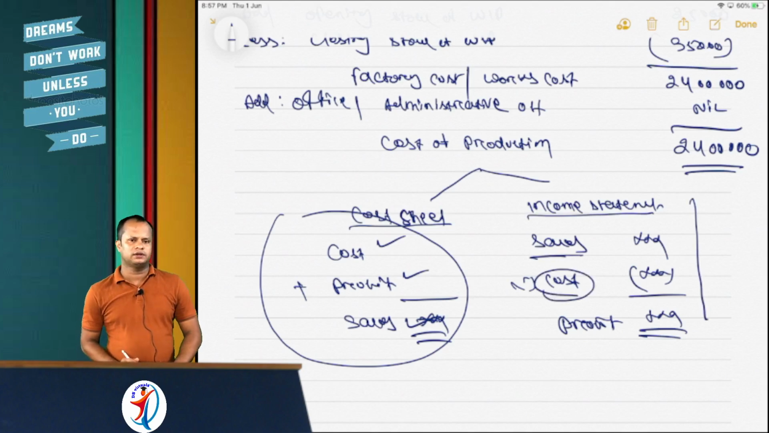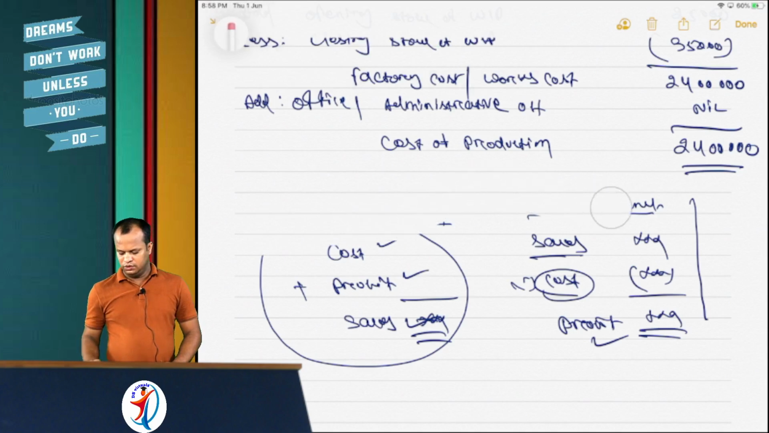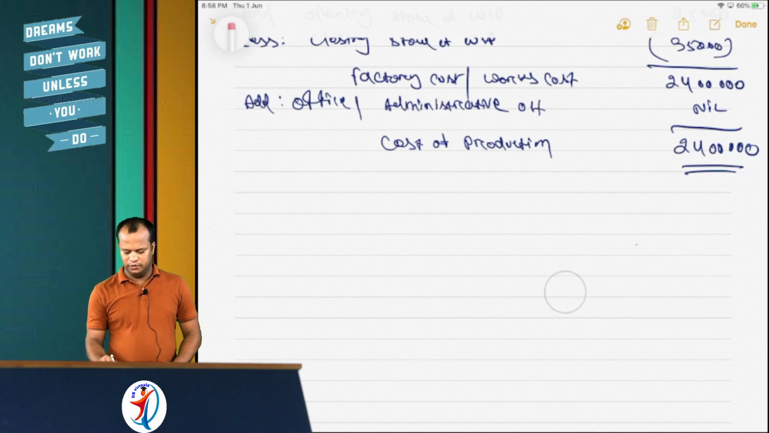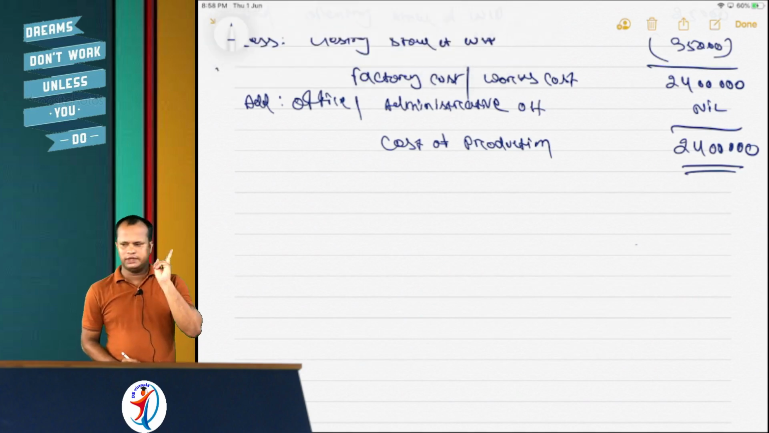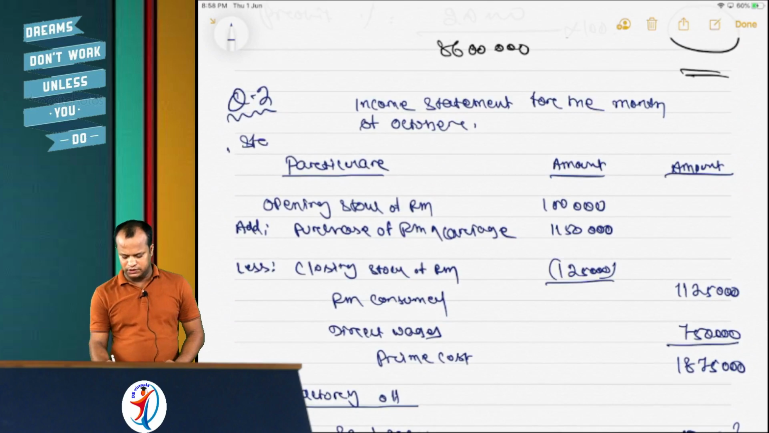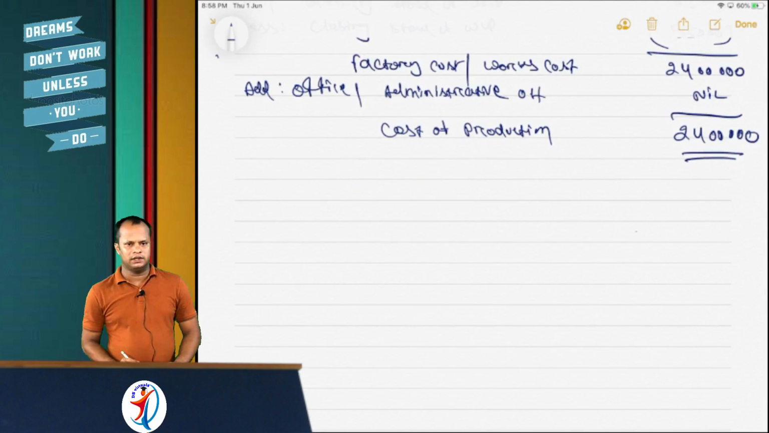Sir, which cost will you deduct? Cost of sales. The result will be profit. So remember that if the question is asking to prepare income statement, then we will prepare two statements. One statement is statement of cost. So this is my statement of cost. And you have to prepare another statement. The second statement will be called statement of income, or income statement.